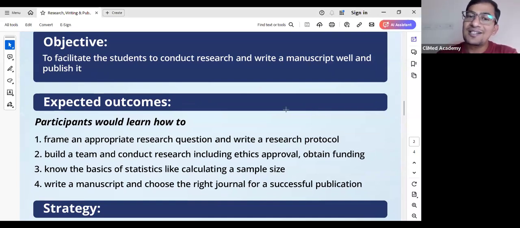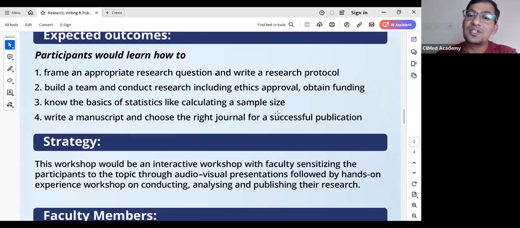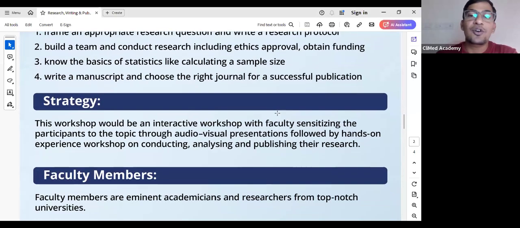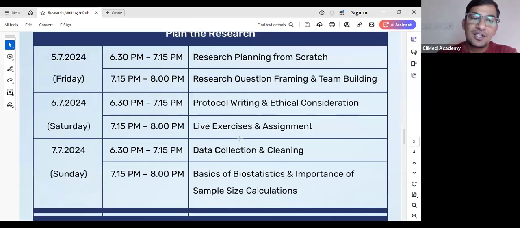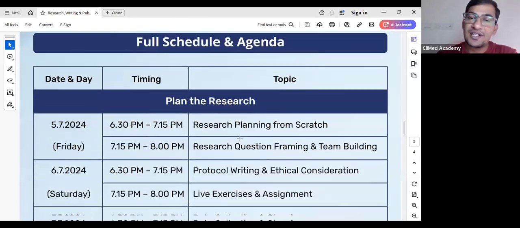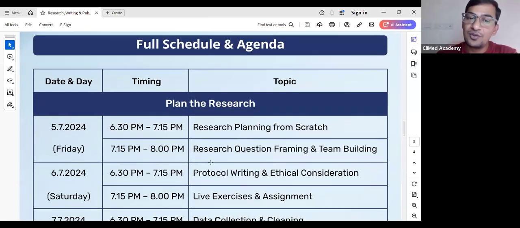So they can understand how exactly we can start a research, how we can publish the manuscripts, how we can search the journals, writing the protocol, ethical approvals, how to take the ethical approvals, calculating the sample sizes and all, right? So here is our schedule. I hope you all have the schedule with you.